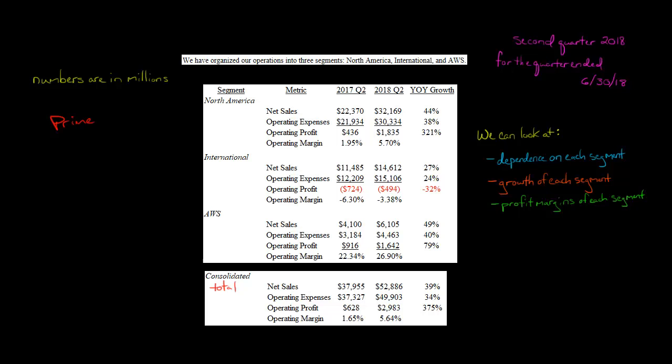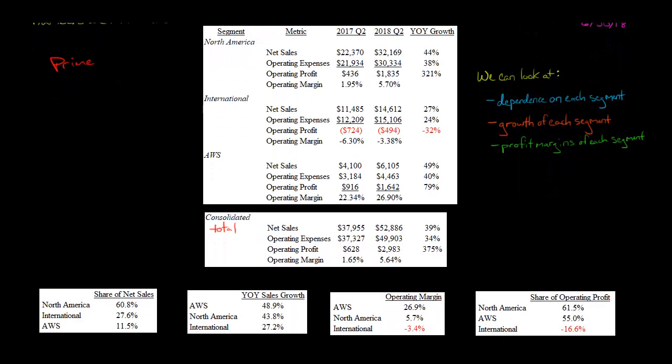So I broke out some additional analysis here. I also like to look at the dependence on each segment. How much does Amazon depend? So if we think about Amazon's total sales, 52.886 billion, what percent of that comes from North America, International, AWS, and so forth? So you see that 60.8%.